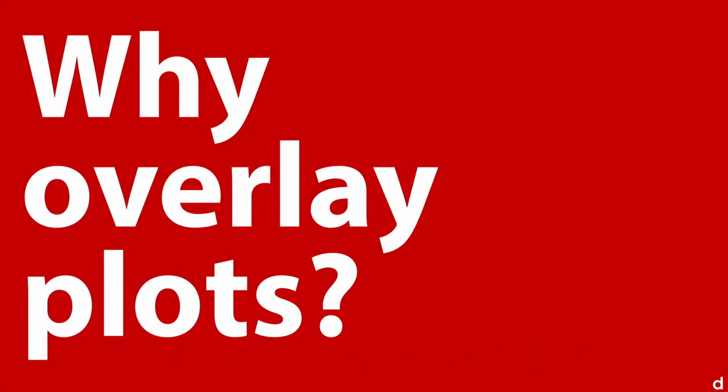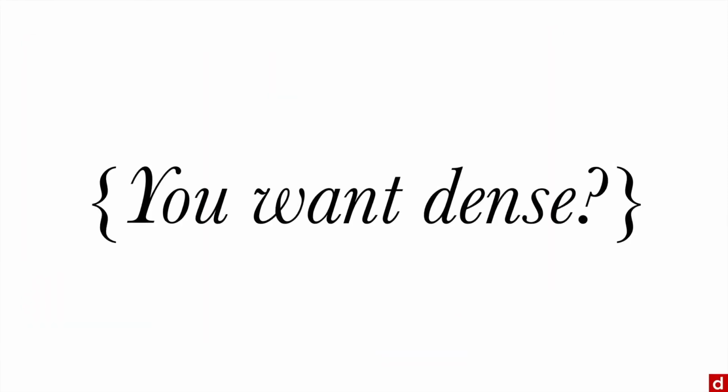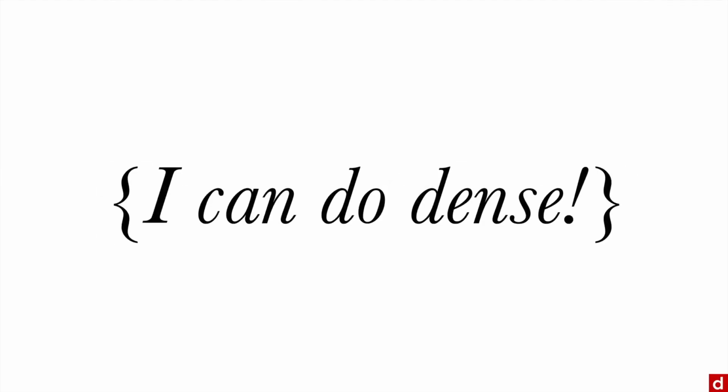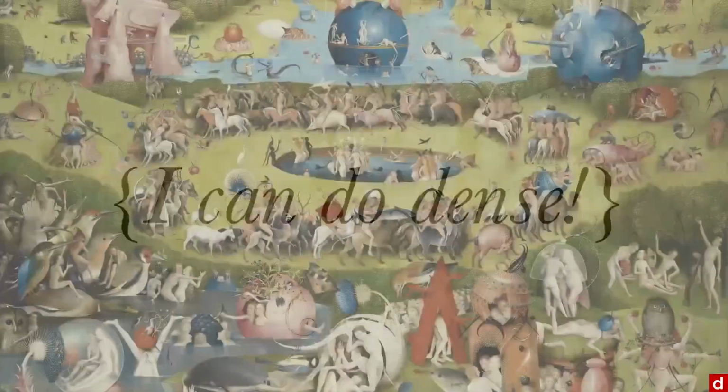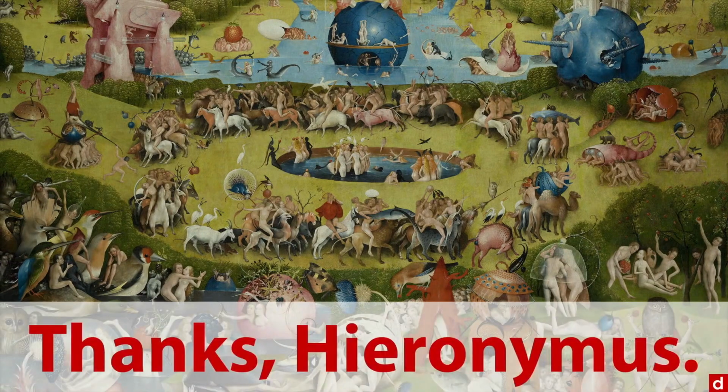Really, if you want the technical explanation, it's because you get increased information density. You get more information and hopefully more insight in the same amount of space and hopefully the same amount of time. Now, there is a potential risk here. You might be saying to yourself at this point, well, you want dense? Guess what? I can do dense. And then we end up with something vaguely like this, the Garden of Earthly Delights, and it's completely overwhelming and it just makes you kind of shut down cognitively. Anyhow, thank you, Hieronymus Bosch.